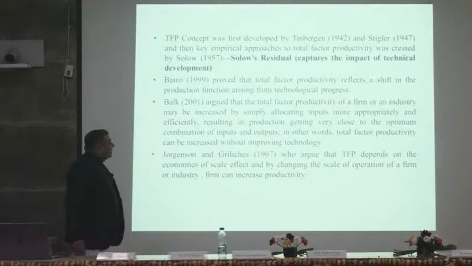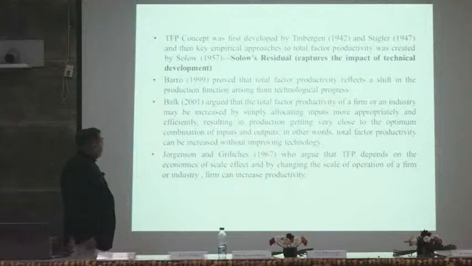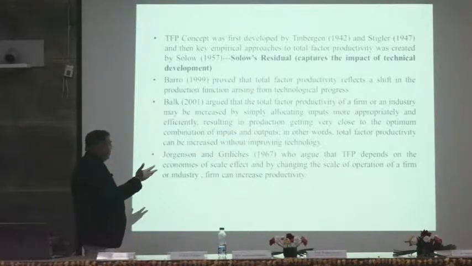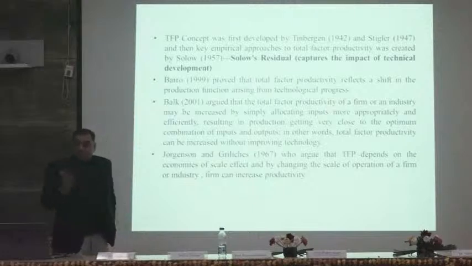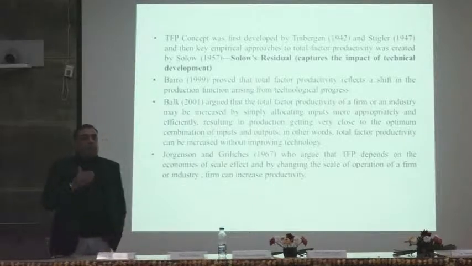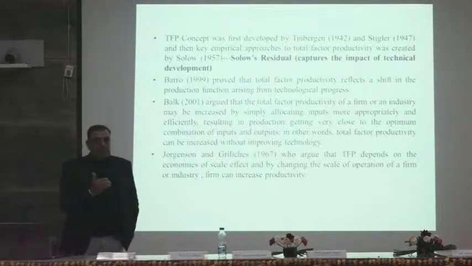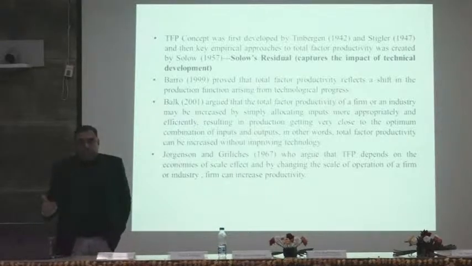Then in 1967, Professor Johnson argued, and others too, that it depends on the economy of scale. This economy of scale is also very important because three concepts are there: one is increasing returns to scale, constant returns to scale, and decreasing returns to scale.